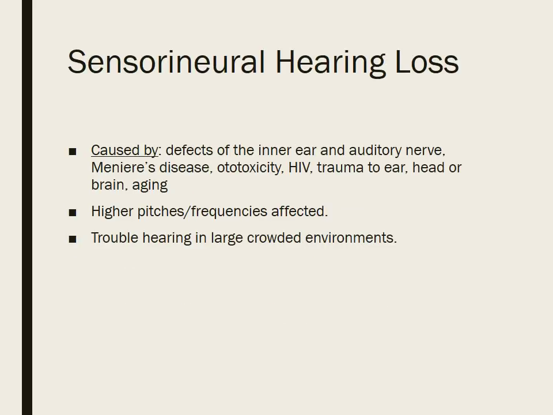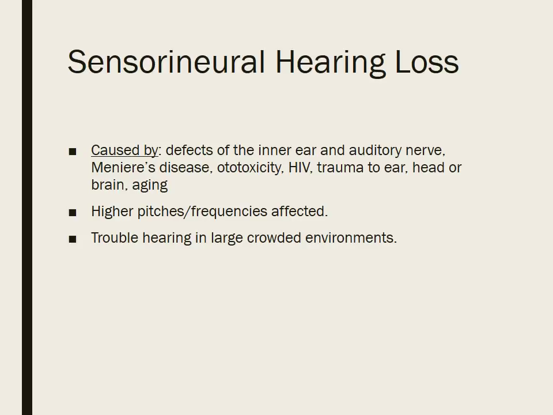Sensorineural hearing loss happens when the inner ear auditory nerve, cranial nerve number 8, is damaged. This can happen for a few different reasons. It can happen just by age. It can happen as the result of prolonged exposure to loud noise, or just a one-time exposure to a really loud noise. But it damages the hair cells of the cochlea.